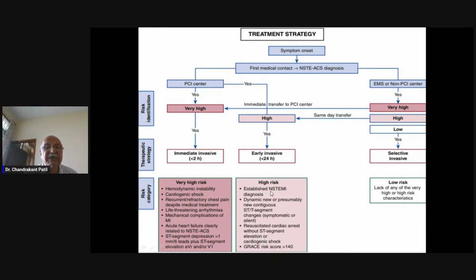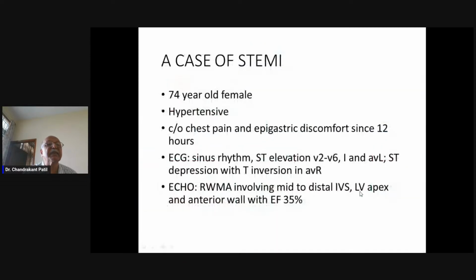Whereas high risk features are NSTEMI with dynamic new or presumably new ST-T changes, resuscitated cardiac arrest without ST segment elevation and cardiogenic shock, or a GRACE risk score more than 140. They have to undergo at least early invasive management. And for low risk, you can just continue with medical therapy, but it is better to assess them also for how much CAD is there. Now let us go on to the STEMI patients.